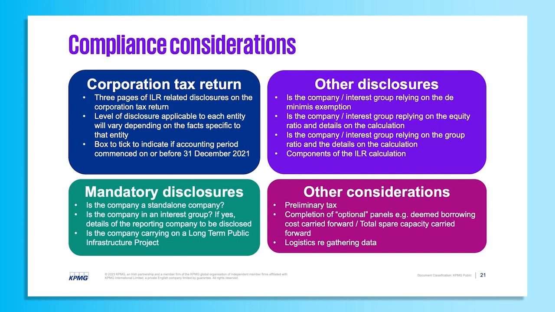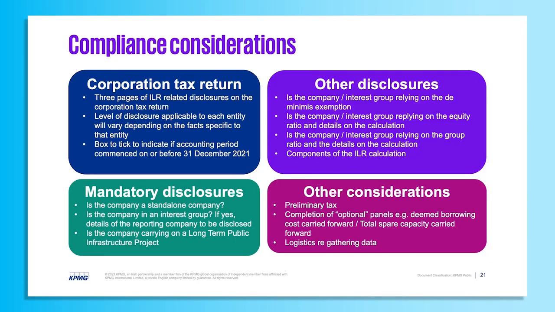Other disclosures that an entity may need to include on its corporation tax return could include details of the component parts of its ILR calculation. So for example, where an ILR calculation has been completed and a restriction applies, then the entity is required to disclose certain details in relation to that calculation, such as its EBITDA, the allowable amount, the disallowable amount.